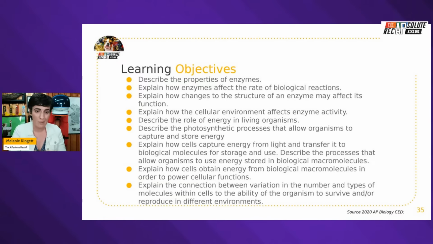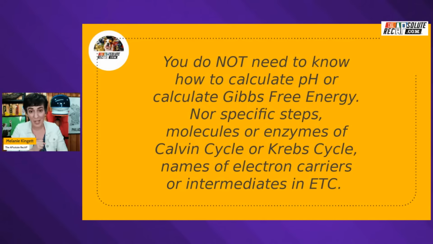They're in the study guide. I'm going to skip them. Here's what you don't have to know. You don't have to calculate pH or Gibbs free energy. So if you took AP Chem and you are scarred, you don't have to do that here.